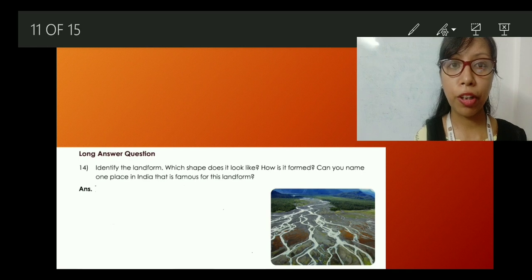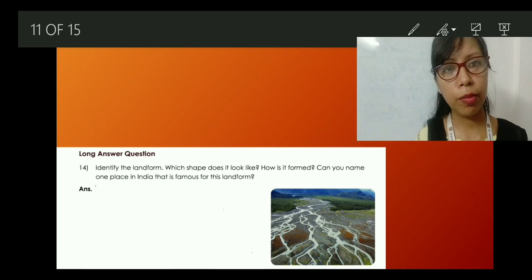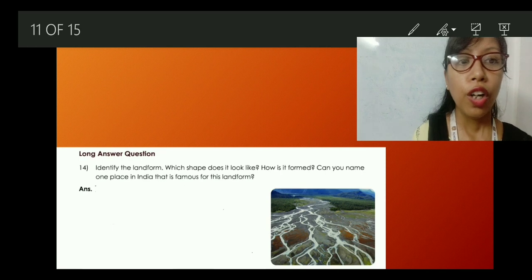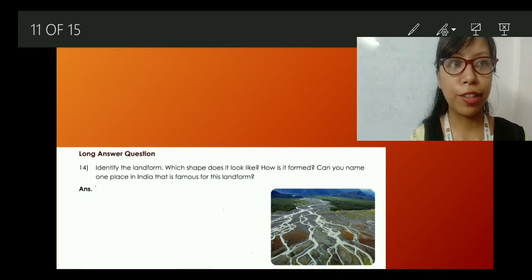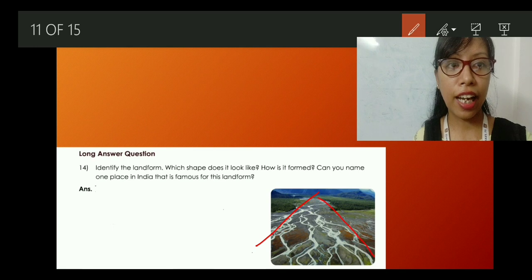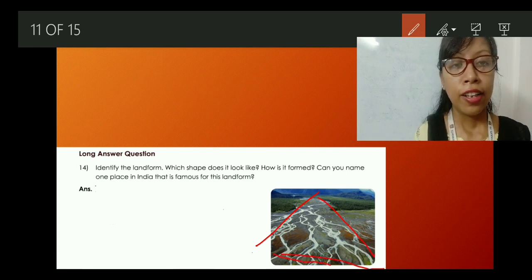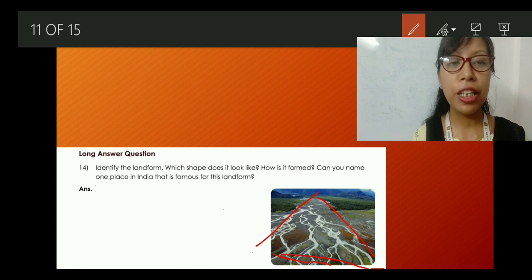Question number 14, identify the landform. Which shape does it look like? How is it formed? Can you name one place in India that is famous for this landform? So what do you see on the screen? You can look into your book also. So this landform is, as you can see, like the triangle shape, right? So therefore it is a delta. Okay, so this landform is the delta.